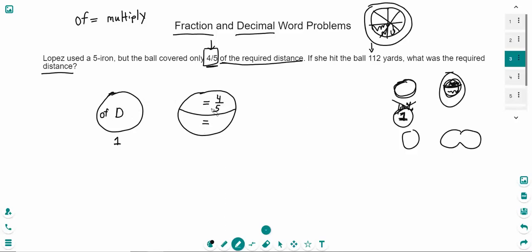All right, so what does 4/5 equal? Did they tell you? Well, that's the amount of distance that she hit the ball. The ball covered 4/5 of the distance. Well, how many yards was that? Did they tell us? Well, yes, they do. She hit the ball 112 yards. So that means that 4/5 is equal to 112 yards.